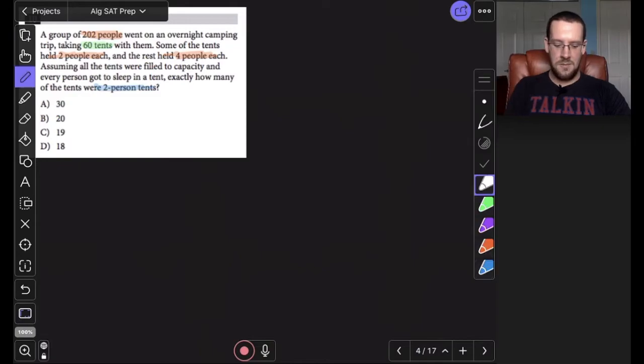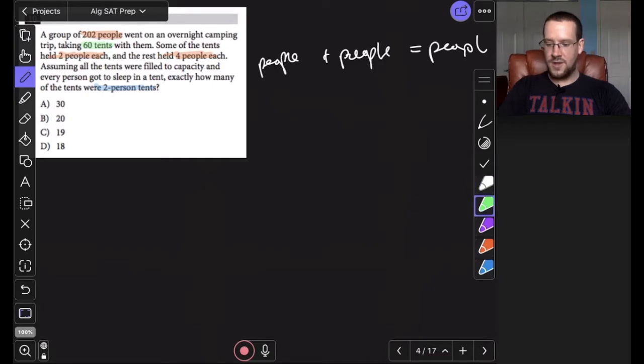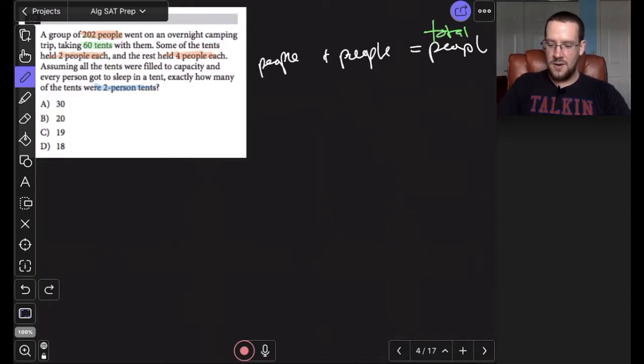Let's see. I'm going to make an equation: people plus people is equal to people. This is going to be my total of people. So here, a group of 220 people. This is the total people. How many people were there? There was a total of 220 people.